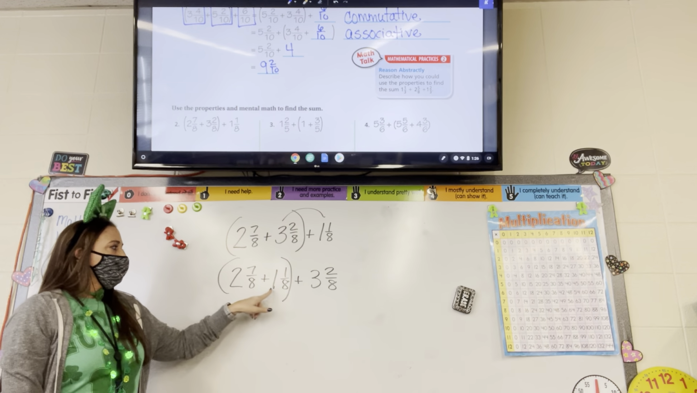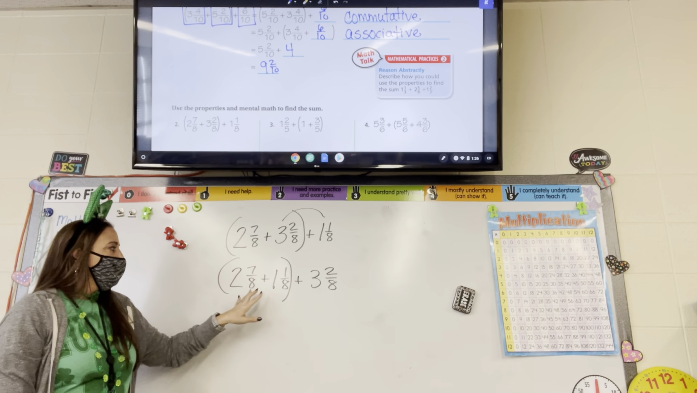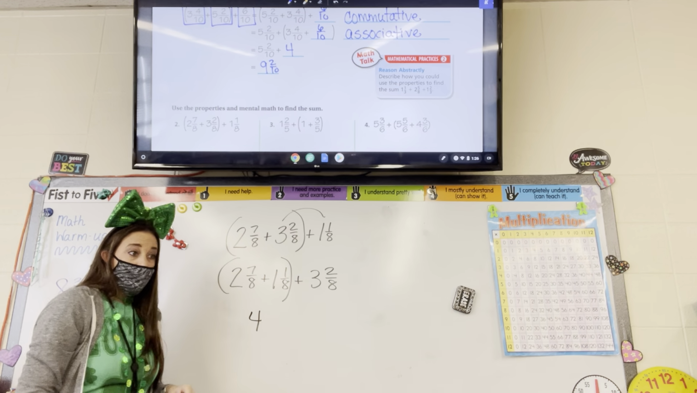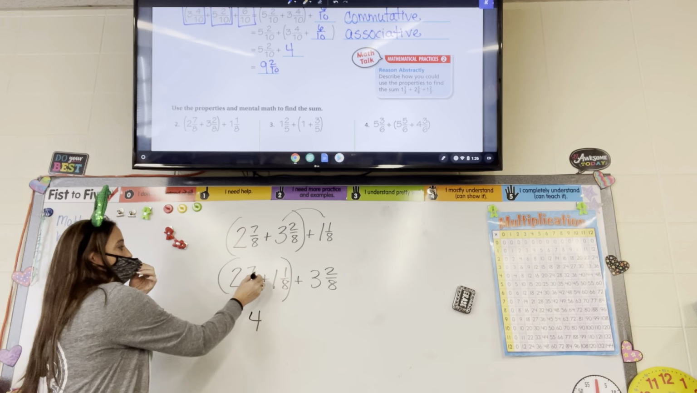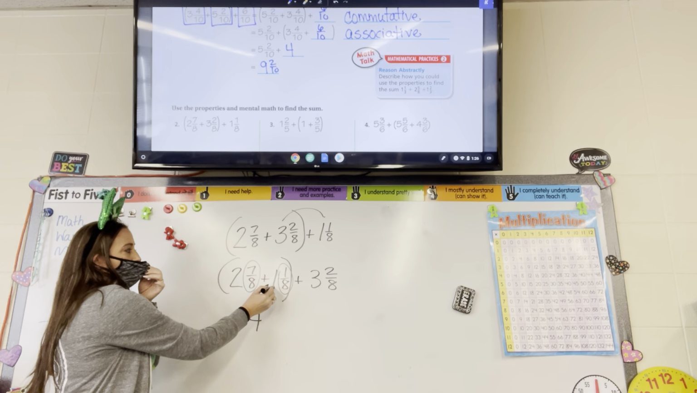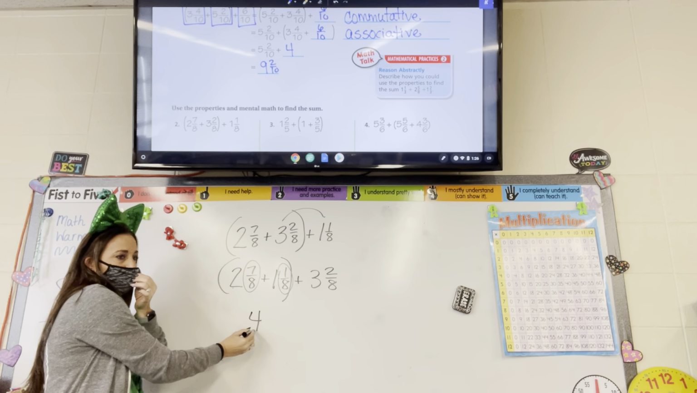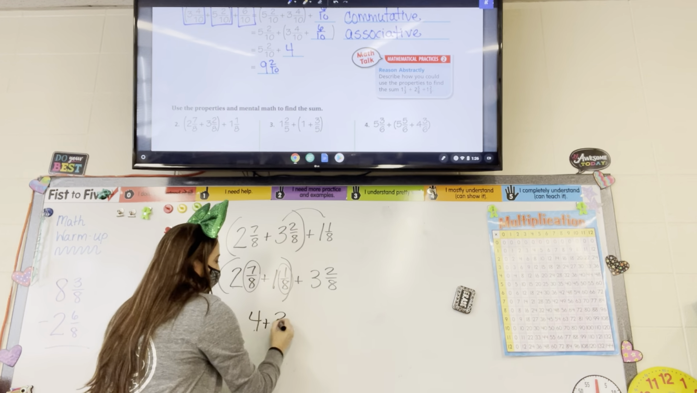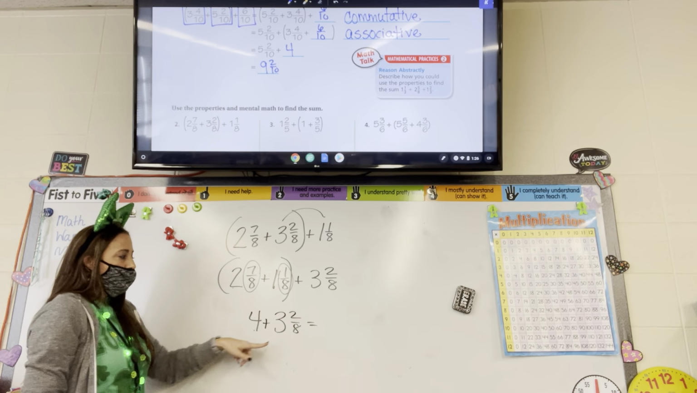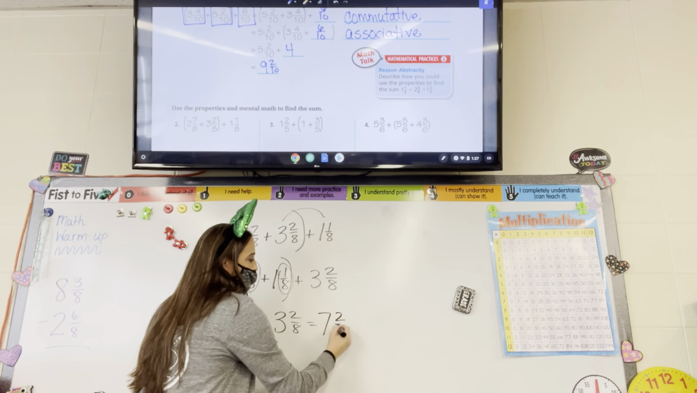So we have 2 wholes plus 1 whole is 3 wholes plus 1 whole from the fraction is 4 wholes, right? Make sense, Sonia? So we got 7/8 and 1/8 is 1 whole plus another whole is 2 wholes plus 2 more is 4. Plus 3 2/8. So 4 wholes plus 3 wholes is 7 wholes and 2/8.